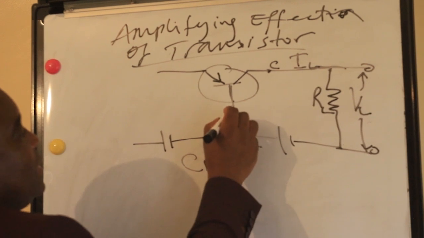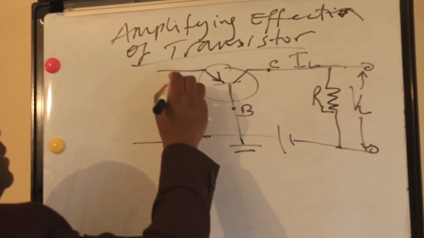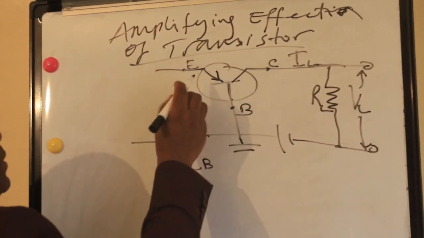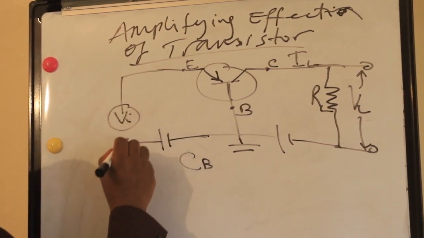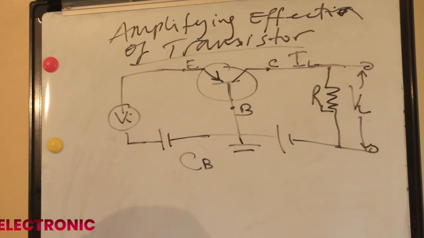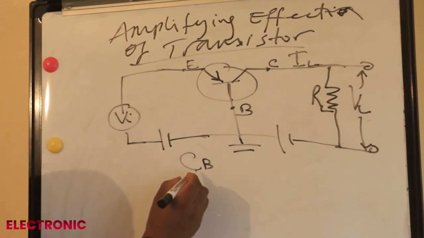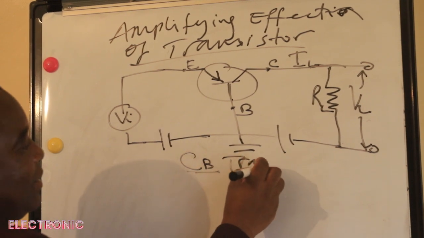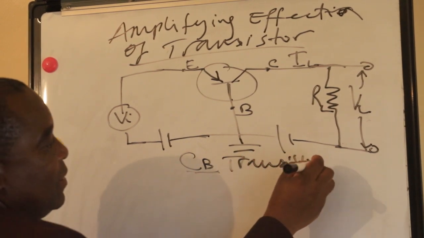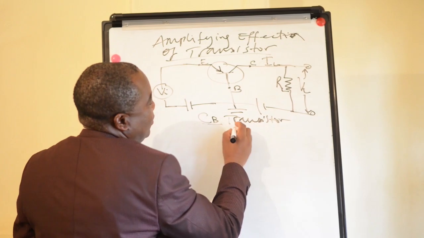This is our collector terminal. This is our base terminal. This is our emitter terminal. And here we have our signal VI. So this is a circuit. This is a common base transistor configuration.